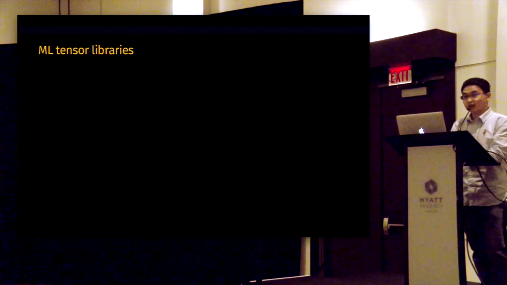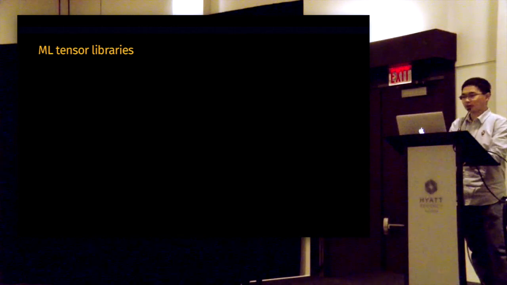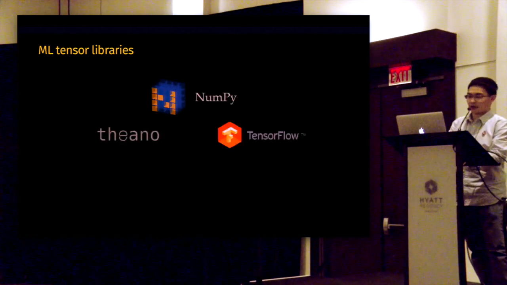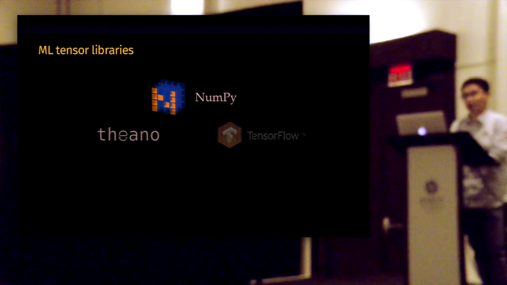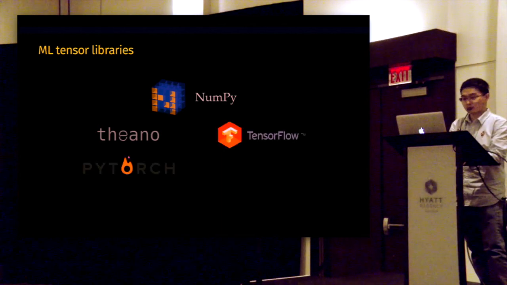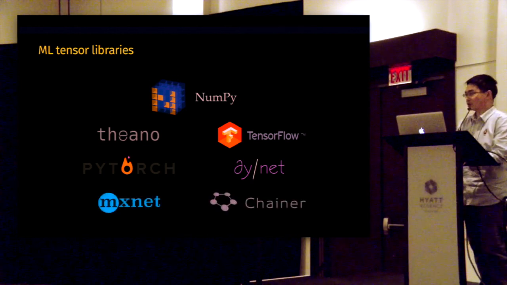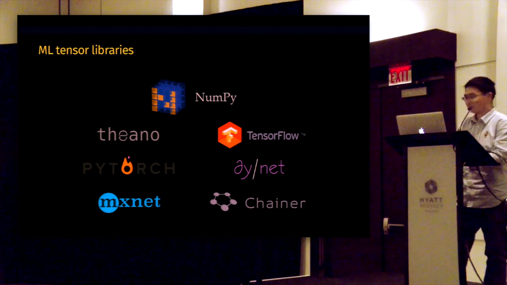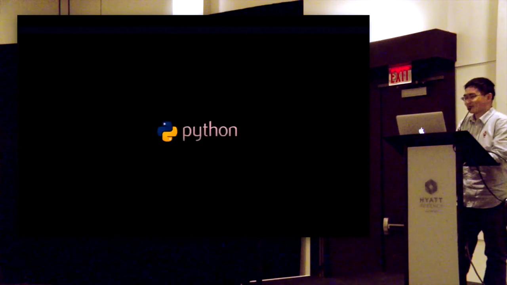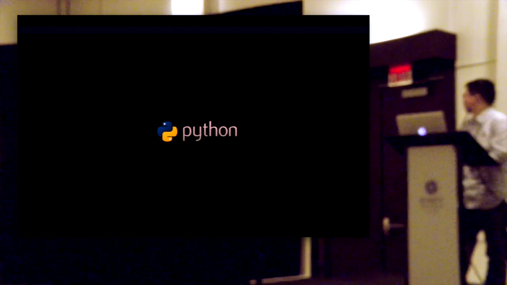So recently, there's this AI boom. There's lots and lots of machine learning tensor libraries. NumPy, Theano by University of Montreal, TensorFlow by Google, PyTorch by Facebook, DyNet by Carnegie Mellon, MXNet by Amazon, and Chainer by some Japanese university, I forgot. So what's the problem with all of these? These are all in Python, which we just don't really like. So we really want to have a Scala stuff.